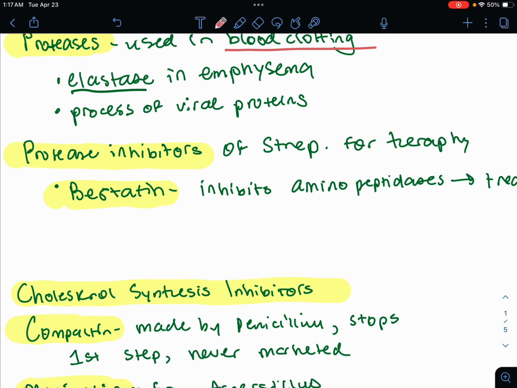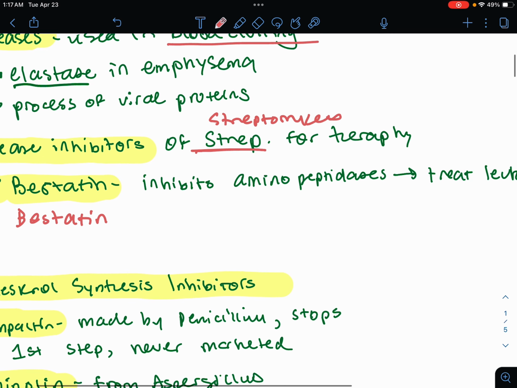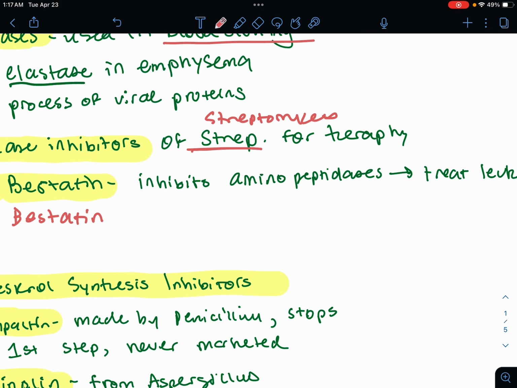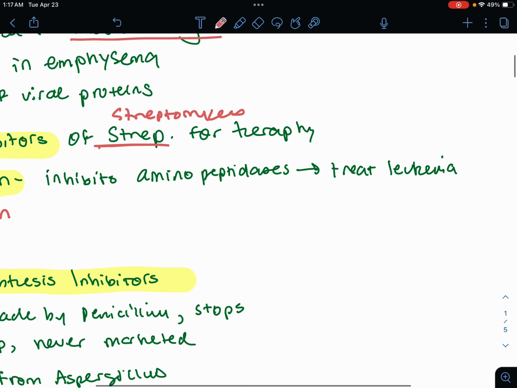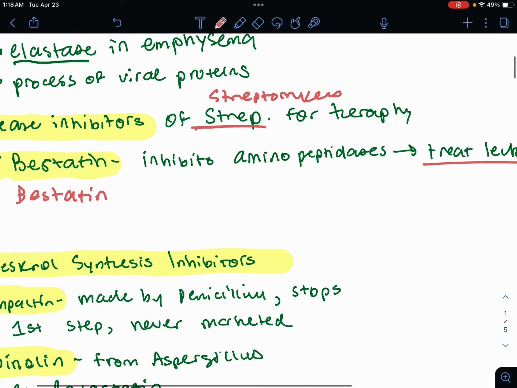Protease inhibitors are produced by Streptomyces, and these are used for therapies. One example would be Bestatin. Bestatin will inhibit aminopeptidases, and therefore it's going to be studied as a treatment for leukemia since it's able to inhibit aminopeptidases.